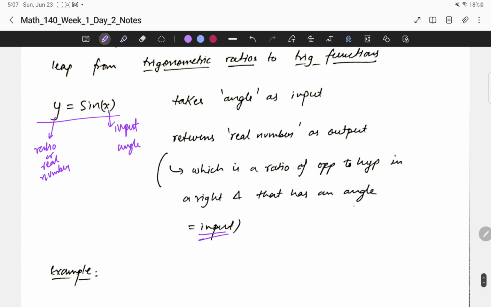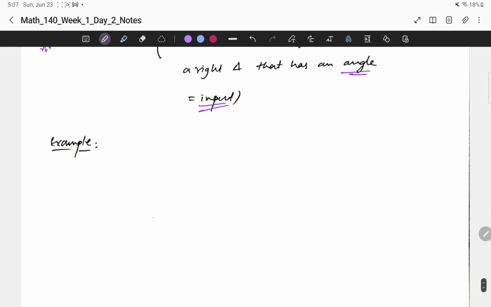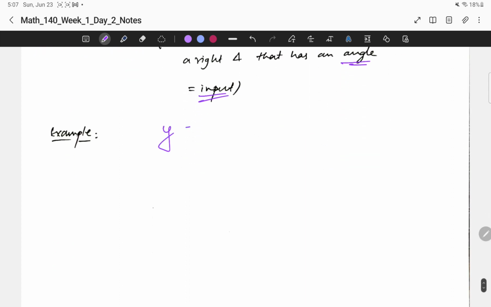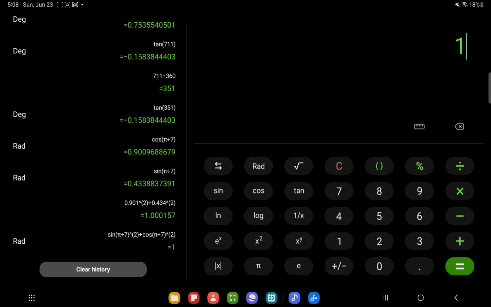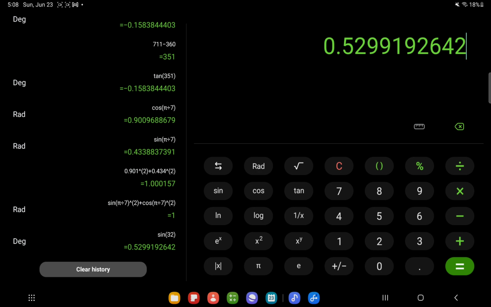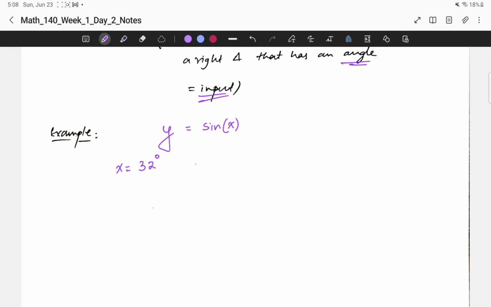It's the ratio of the, in this case, opposite to hypotenuse in a right triangle that has an angle equal to input. So for example, if I say y equals sine x, and let's say x equals 32 degrees, I plug into the calculator. Make sure it's in degrees. So I plug in sine of 32 and I round it off, so this is 0.53.